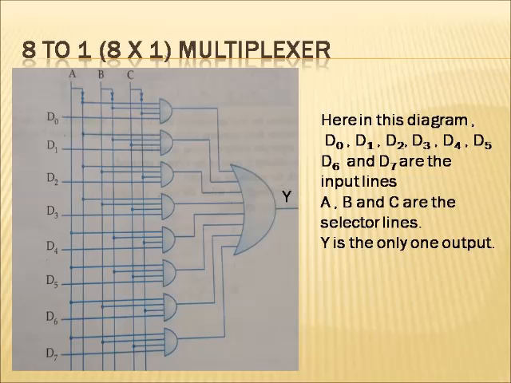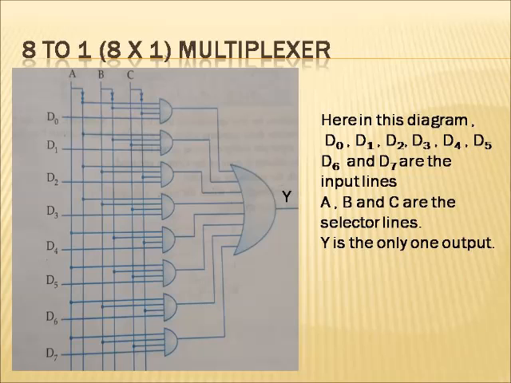So take another case. Suppose A is equal to 0, B is equal to 0 and C is equal to 1. That is 0, 0, 1, which selects the input line D1. So based on that input line D1, there will be a corresponding output.